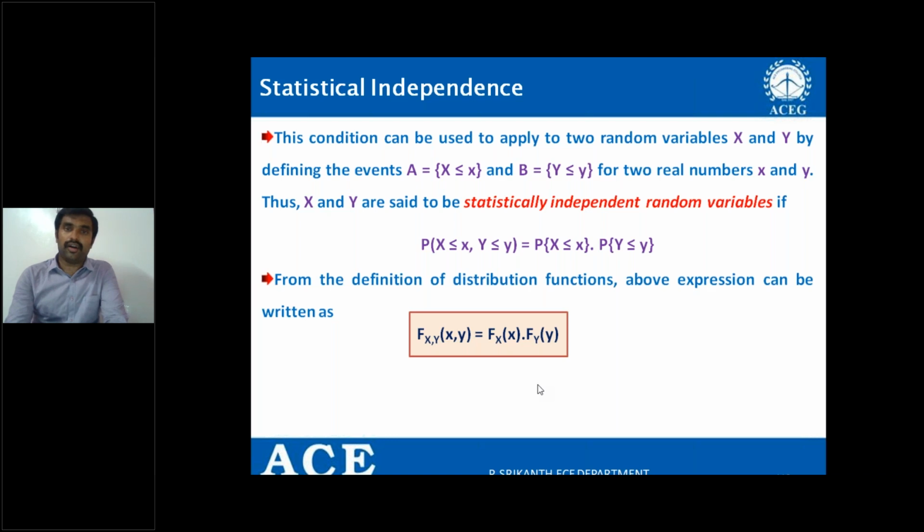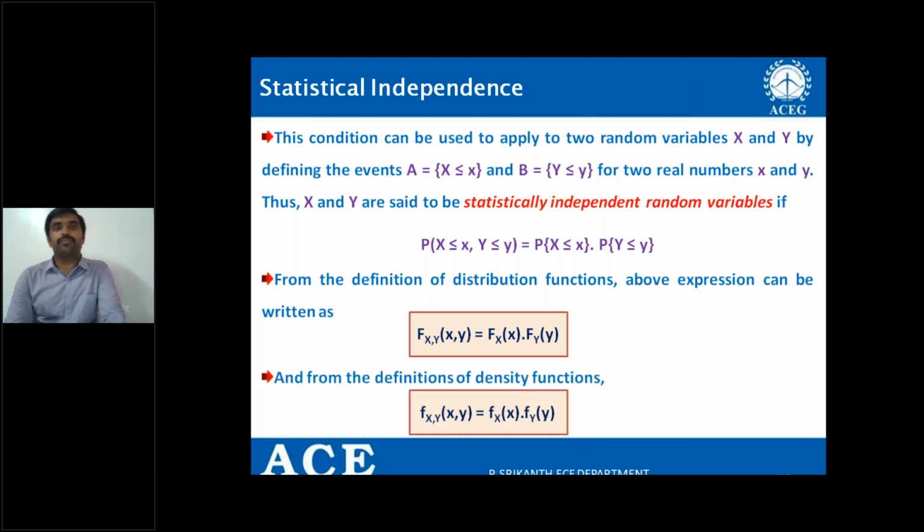Am I clear? You can apply this even for density functions. That is, if the joint density function is equal to the product of the density functions of the individual random variables, or marginal density functions, then also you can say they are statistically independent random variables. Understood? The condition for statistical independence is joint density equal to the product of marginal densities, or joint distribution equal to the product of marginal distributions. Am I clear?